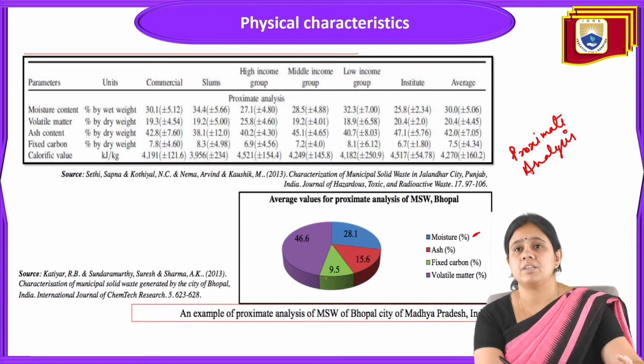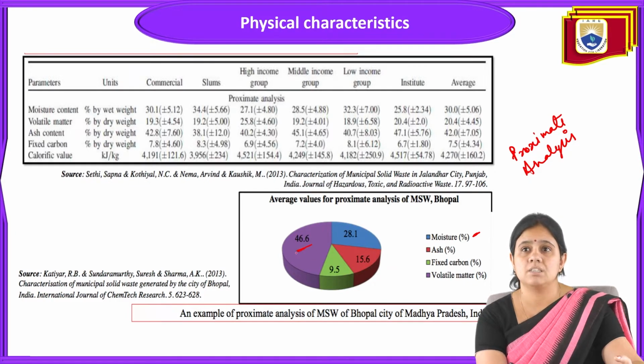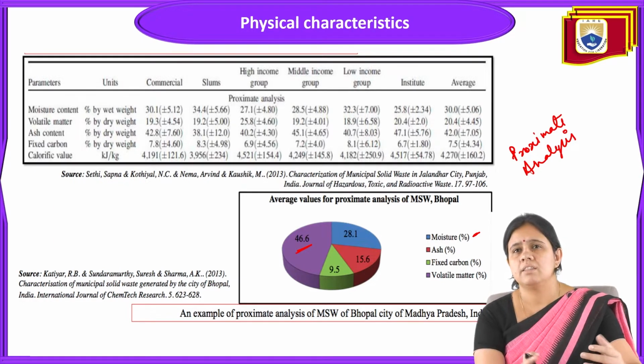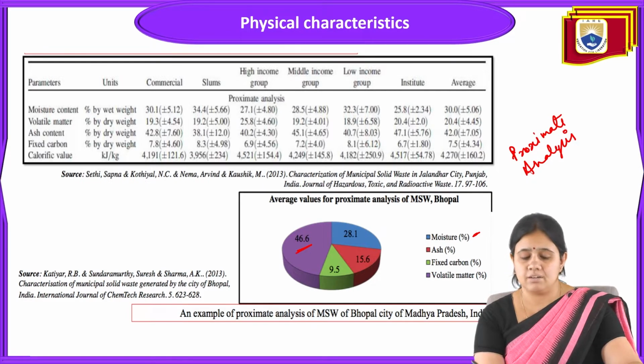The moisture content percentage is 28%, and 46% is the volatile matter. That means that fraction is going to convert into gaseous compounds. Then 9.5% is the fixed carbon present in the particular waste, 15% is the ash, and 28% is the moisture. So this proximate analysis has been done for the Bhopal city of MP, for a normal MSW.